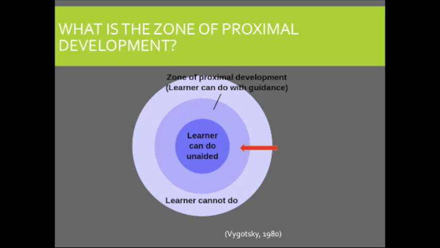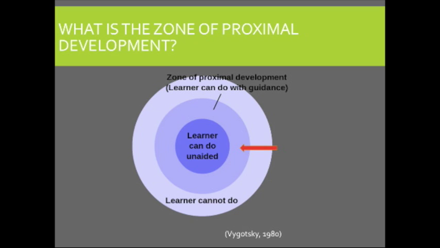For example, a second grade student might be able to add single-digit numbers without help. This would be in the center of the circle. The same second grade student may not be able to multiply two-digit numbers. No matter how much help you give them, they will not be able to complete the task. A too difficult task like that would not be in the ZPD either. It is beyond the ZPD.